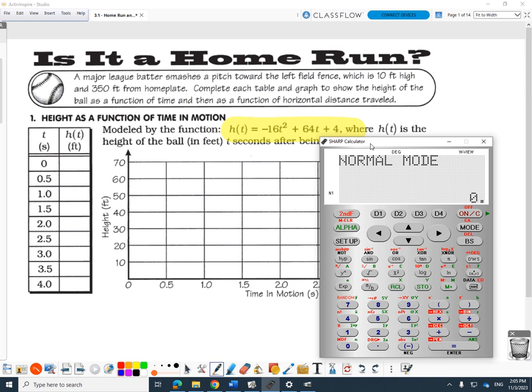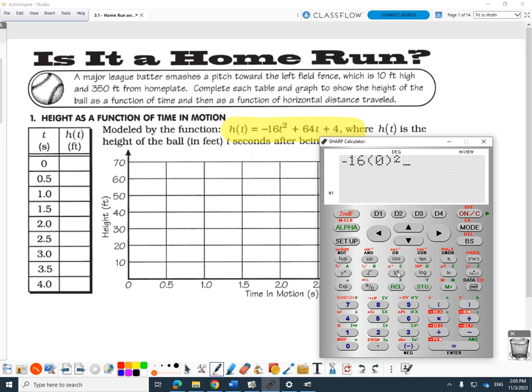Negative, find your negative button, 16. Now I'm going to sub in the t. The first t I've got is 0, so I put that in there, 0. Then squared. Some calculators have a squared button. Mine does on my screen. It literally has a little picture of x squared, and that's what you push, and you can make things squared. Does yours have a squared button? Yes. Yeah, so that makes it easy if you have a squared button. If you don't, just call me over, and I'll show you what to do on your calculator to do it.